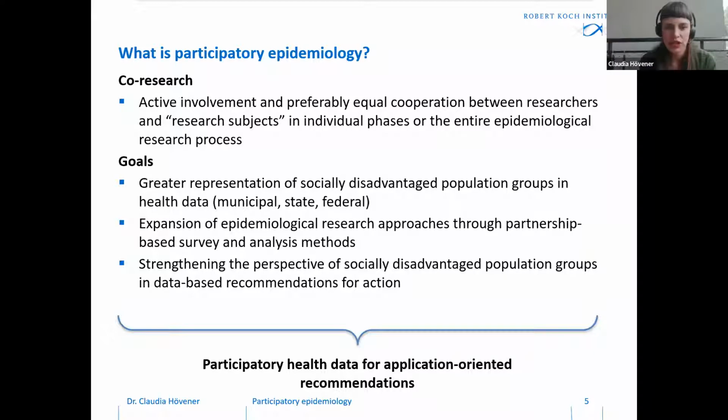Second, the expansion of epidemiological research approaches through partnership-based survey and analysis methods. So meaning, again, it's a learning process that we enable people also to do research and to use epidemiological research. And the other way around, we understand more about the context. Then strengthening the perspective of socially disadvantaged population groups in data-based recommendations for action.